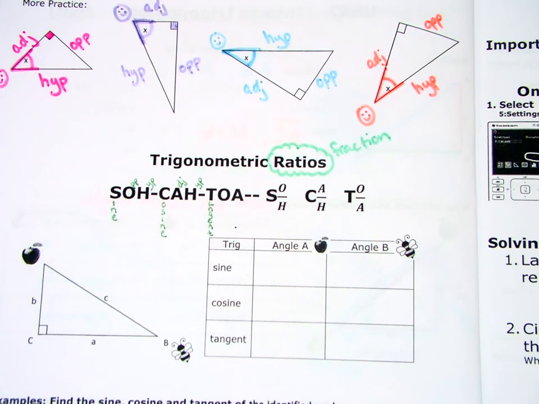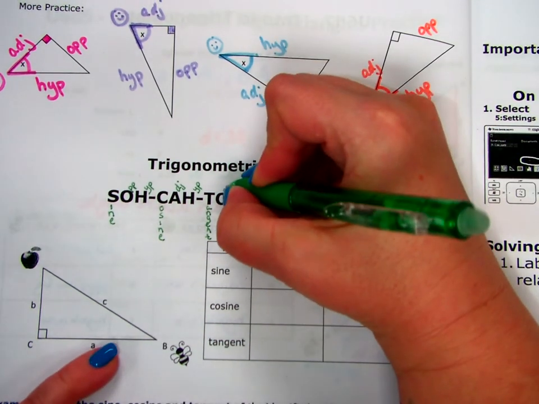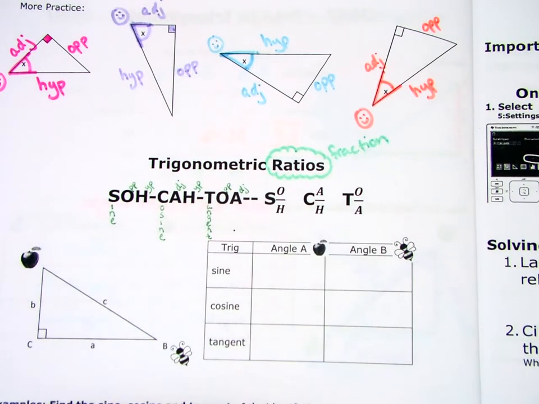It's a different kind of tangent than when I went off on a tangent. We'll talk about that kind of tangent, but not till we get to circles. It's a different kind of tangent. Okay. O stands for opposite. A stands for adjacent.